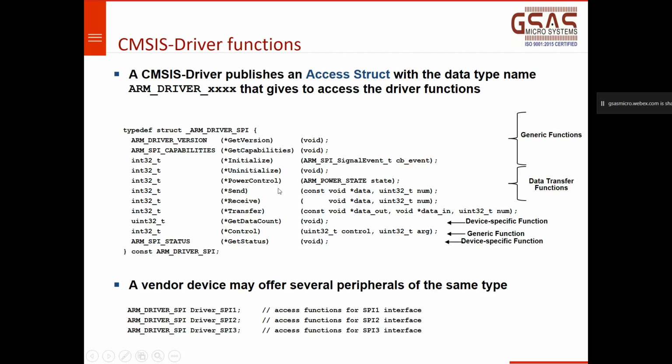Then power control to initialize the power profile, that is at reset, whether you are enabling the peripheral or not. Then these are all data transfer functions like sending data through the peripheral, receiving it, everything. And this is device specific, like get data count. You can associate this with a timer peripheral, like that. Then control, register, get status. This is how the CMSIS driver functions are given.